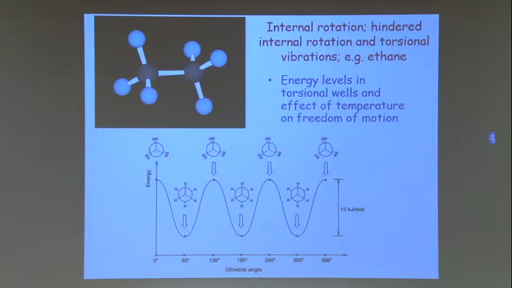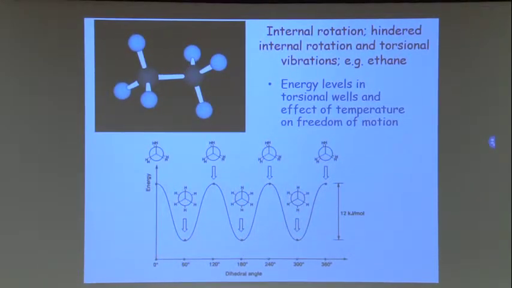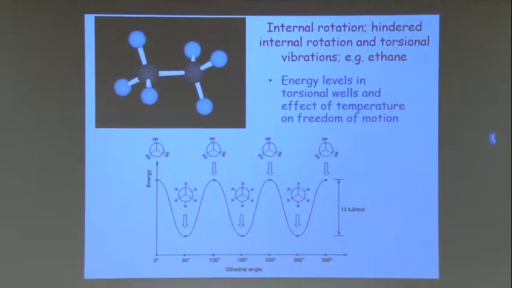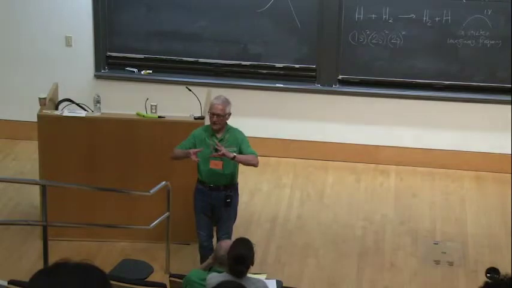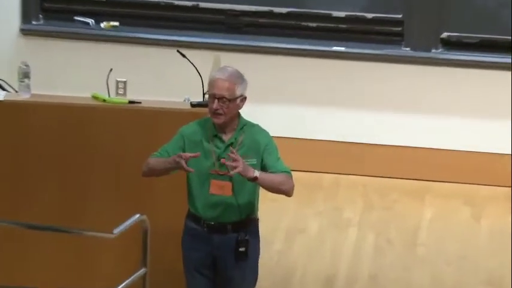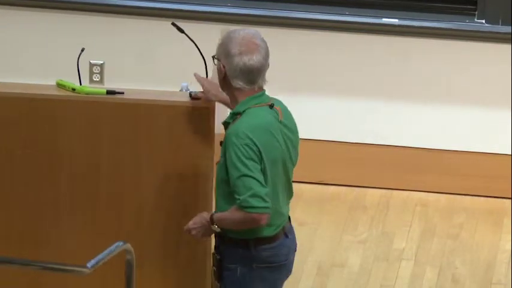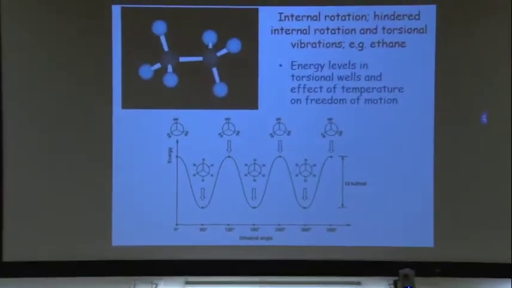Another consideration is we need to worry about internal rotors. So this is the case of ethane. We've got 2 methyl groups here, and they can move against one another. And the energy is going to change as that angle changes, because if we consider 2 of them, when they're what's called eclipsed like that, then the energy will be high, and when they're staggered, they interact less, and so the energy will be lower. And so the potential energy is going to look something like this.